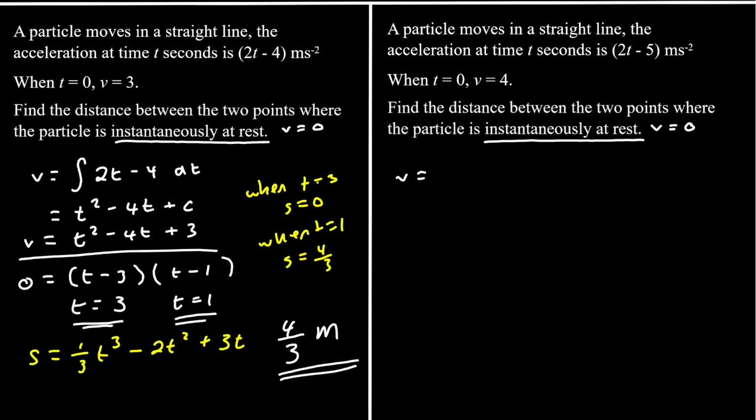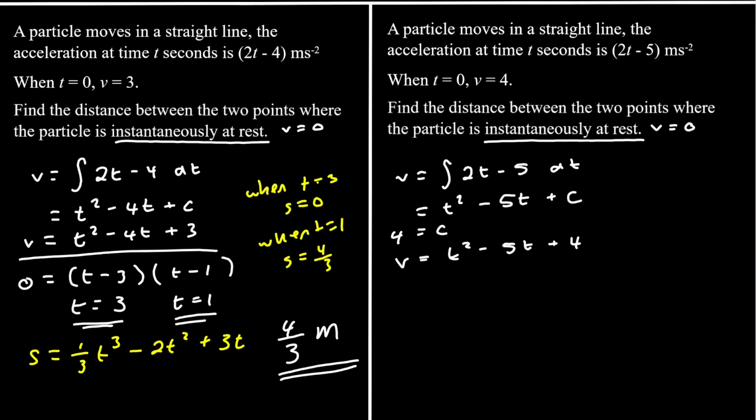We can find the velocity because it's the integral of the acceleration with respect to time. So that'd be t squared minus 5t plus c. When t equals 0, v equals 4. So 4 equals c. The velocity is t squared minus 5t plus 4. Where's it equal to 0? When t equals 1 and when t equals 4. They're the solutions to the quadratic. So make it equal to 0, solve the quadratic.